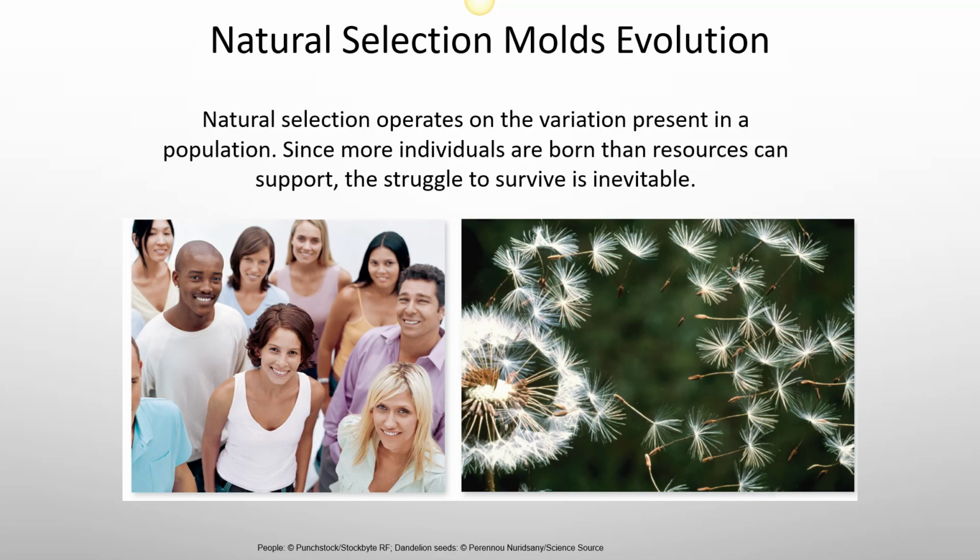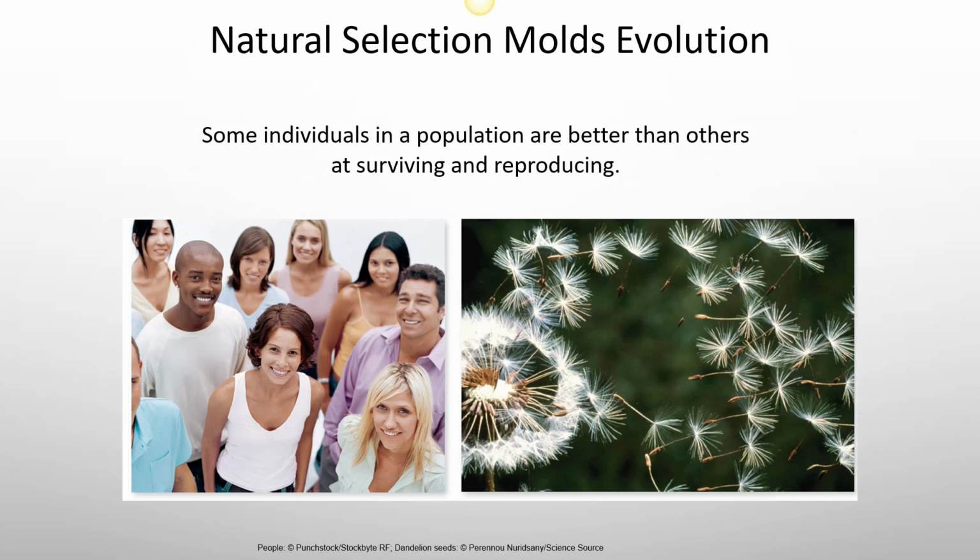Natural selection operates on the variation present in a population. Since more individuals are born than resources can support, the struggle to survive is inevitable. Some individuals in a population are better than others at surviving and reproducing.